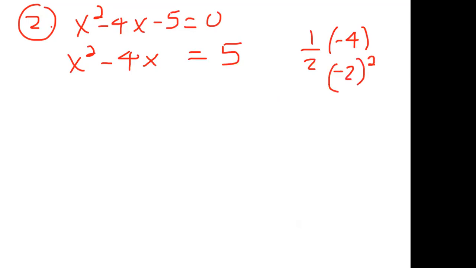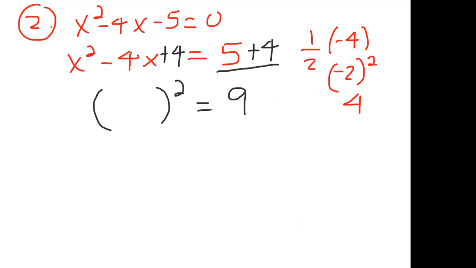So I'm going to square the -2. That's going to give me a positive 4. So now I'm going to add the positive 4 to both sides. So now, guys, 5 plus 4 gives me 9. Now, I told you I was going to show you a shortcut. Here's the shortcut. Set up your binomial squared because this is a perfect square trinomial.